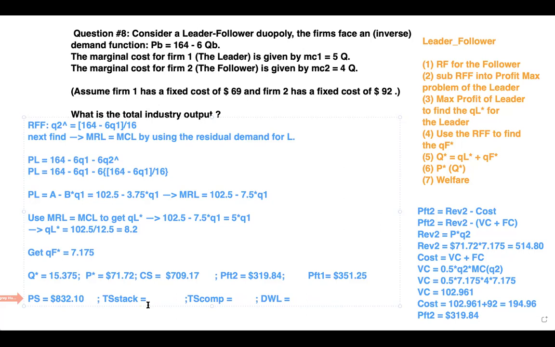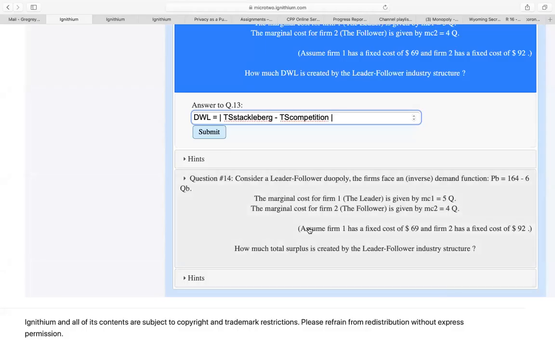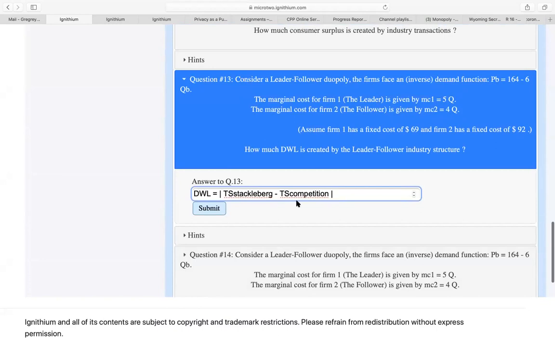I got 1541.27. Okay, 1541.27. And yeah, so you're just adding consumer and producer surplus, right? So let's go ahead and check. We'll go back to Ignition. And so that's the deadweight loss.